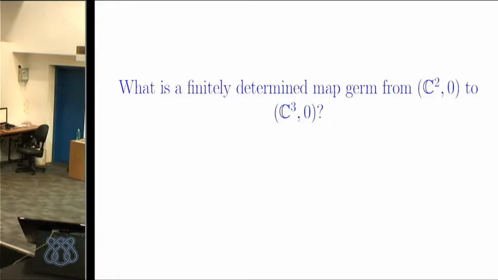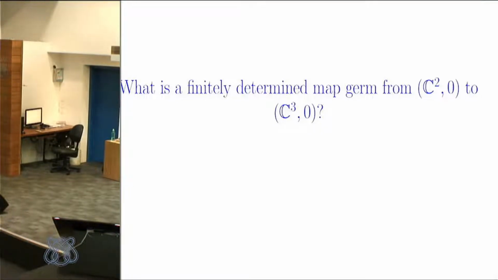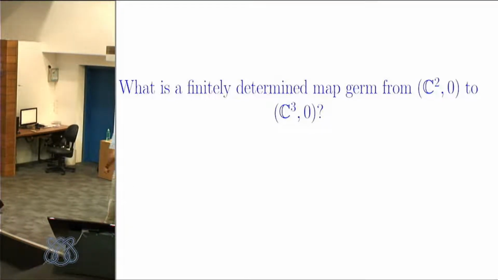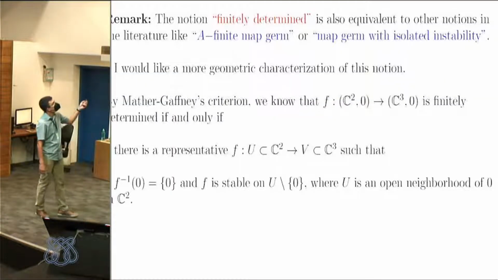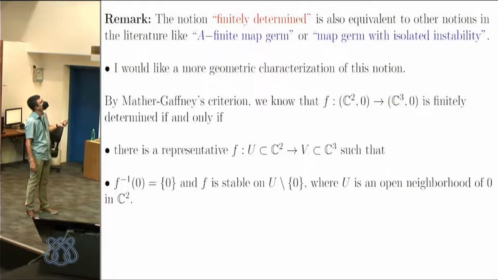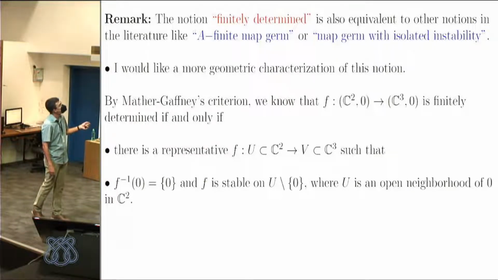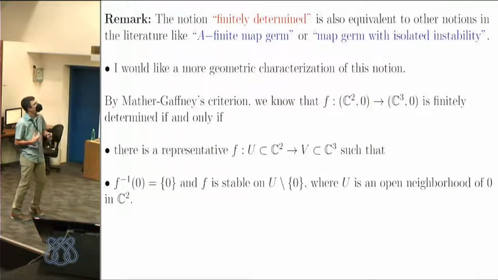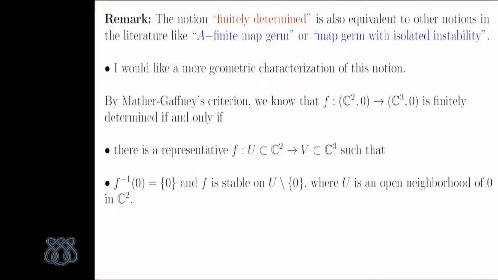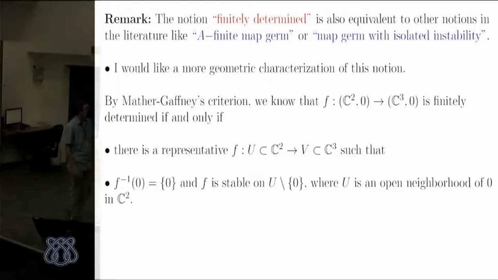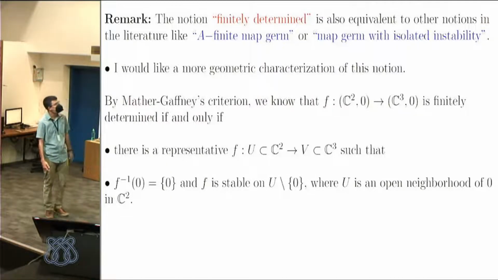Okay, what is a finitely determinate map germ? Of course, everyone knows something about this. I will make here just a review of the notion. A first remark is that this notion is equivalent to other notions like a finite map germ or a map germ with isolated instability. But I will avoid these definitions, and I would like a more geometric characterization of this notion. So in this sense, you can use the Mather-Gaffney criterion to give a characterization of finitely determinate map germ.